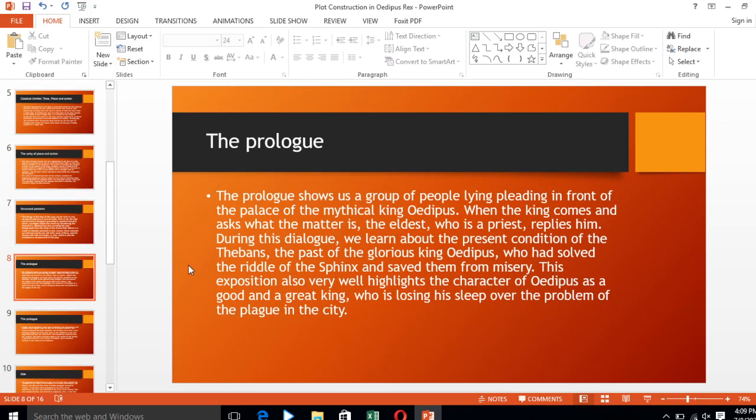Then we talk about the prologue. The prologue shows us a group of people pleading in front of the palace of the mythical king Oedipus. When the king comes and asks what the matter is, the eldest, who is the priest, replies to him. During this dialogue, we learn about the present condition of the Thebans, the plague, and the past of the glorious King Oedipus, who had solved the riddle of the Sphinx and saved them from misery. This exposition also highlights the character of Oedipus as a good and great king who is losing his sleep over the problem of the plague in the city.